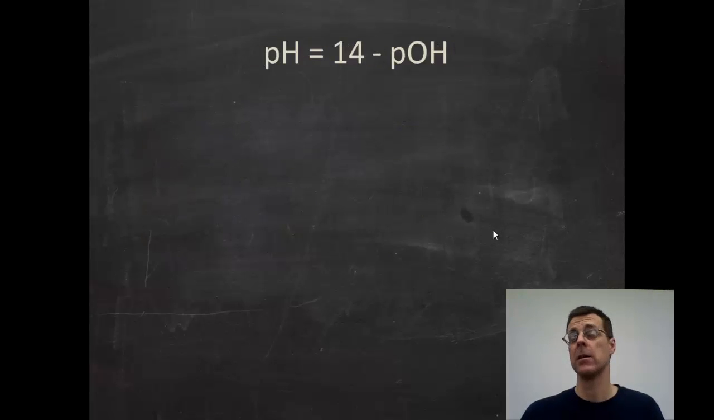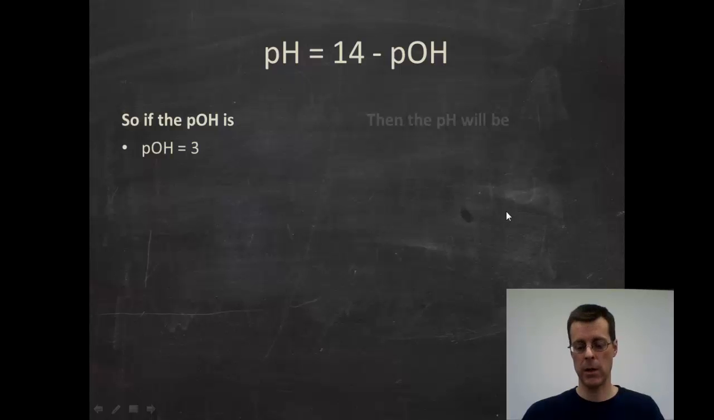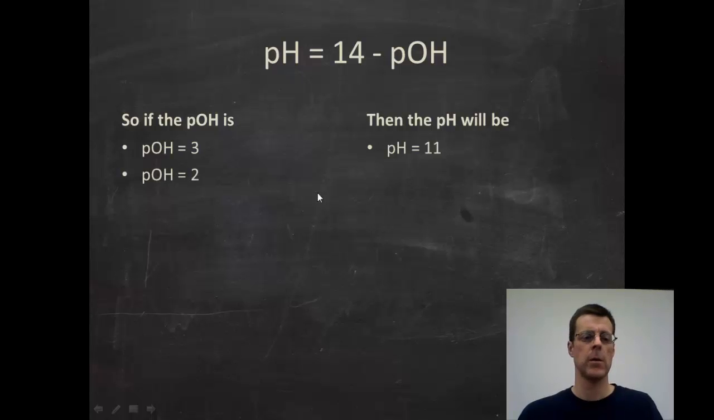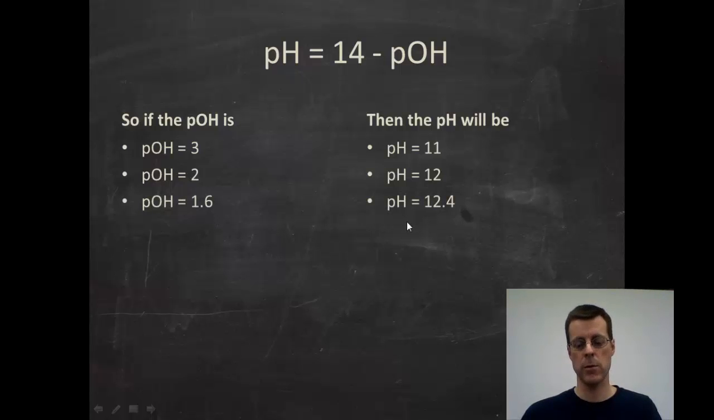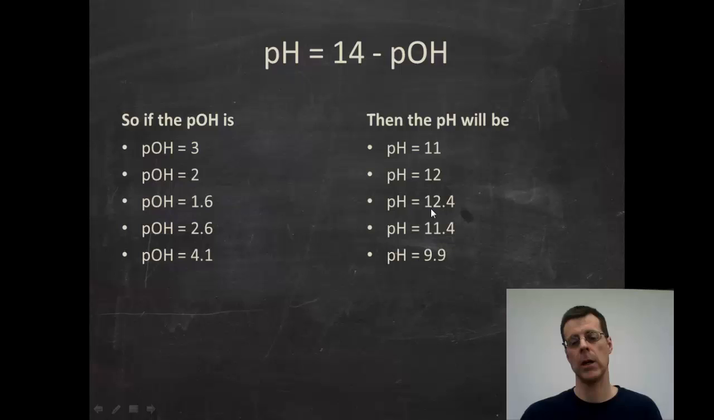But, like I said, we don't use pOH all by itself. We use it to find pH. And this is how we find pH: 14 minus the pOH. So let's take those pOH values we had and use them to calculate pH. So 14 minus 3, pH is 11. pOH is 2, 14 minus 2, pH is 12. And if it's 1.6, pH is 12.4. And we continue, and we have calculated the pH for all those bases that we had in the previous slide.